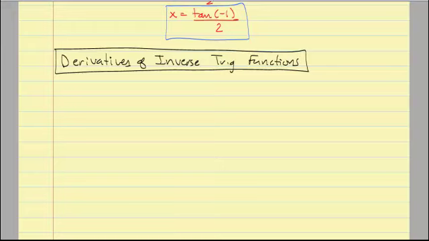And in order to kind of move up a little bit quicker, let's go ahead and look at this in terms of the arguments of any generic function instead of just x. Let's look at the derivative with respect to x of the inverse sine of u, the derivative with respect to x of the inverse cosine of u. Let's put that one over here.